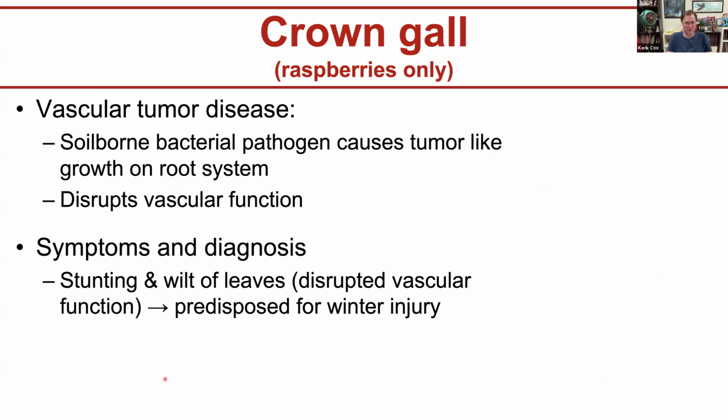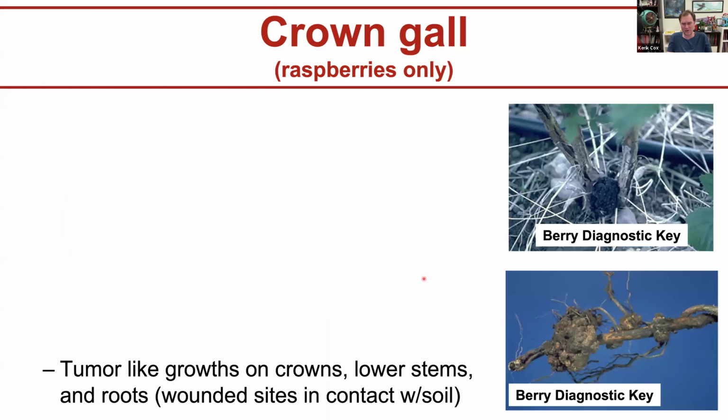further down the line. Crown gall, usually a raspberry only. This is a bacterium that happens when you're doing work or renovating, infects the crown of the plant and causes trouble. They get a lot of stunting and wilt in the outer leaves, and then they can make winter injury bad. If you ever see it, you'll see these tumor-like growths.